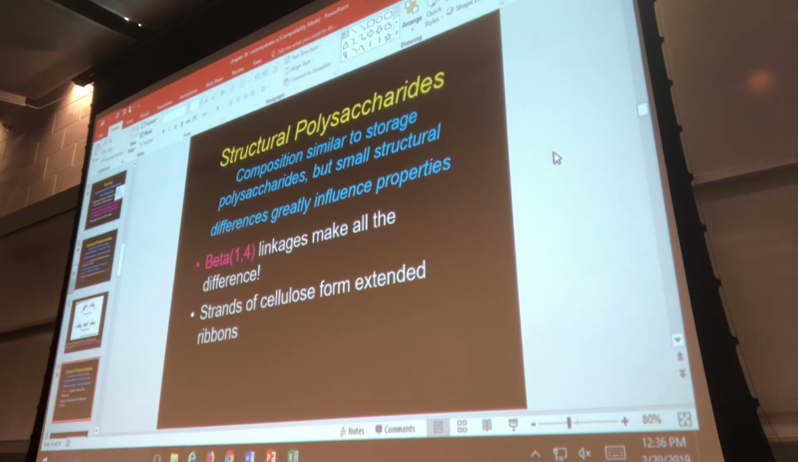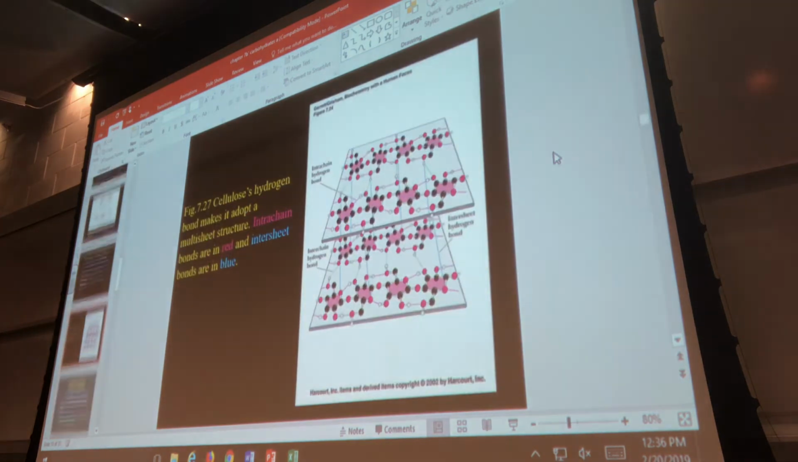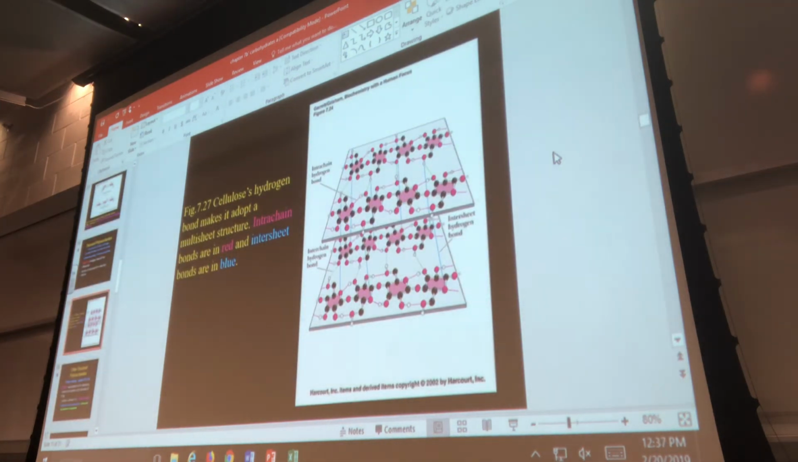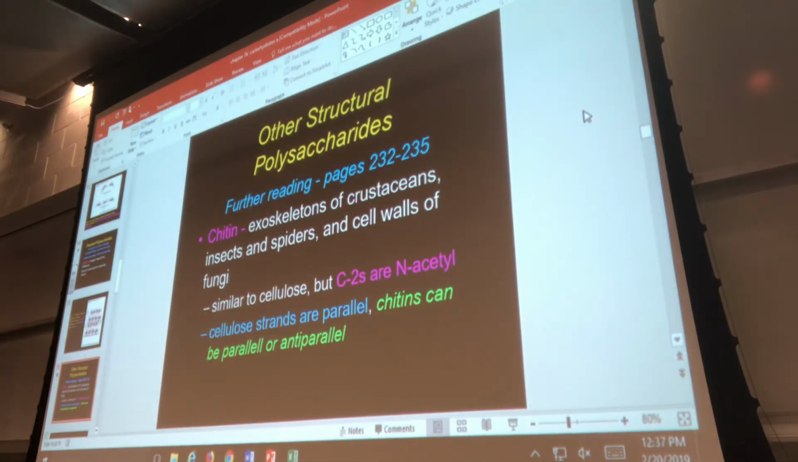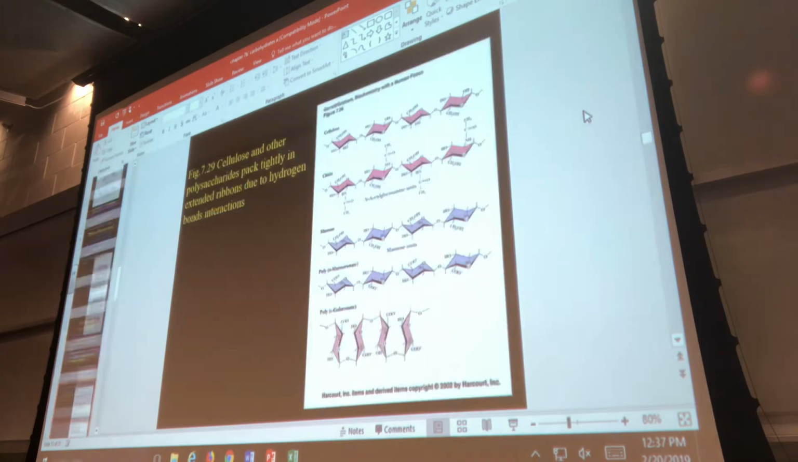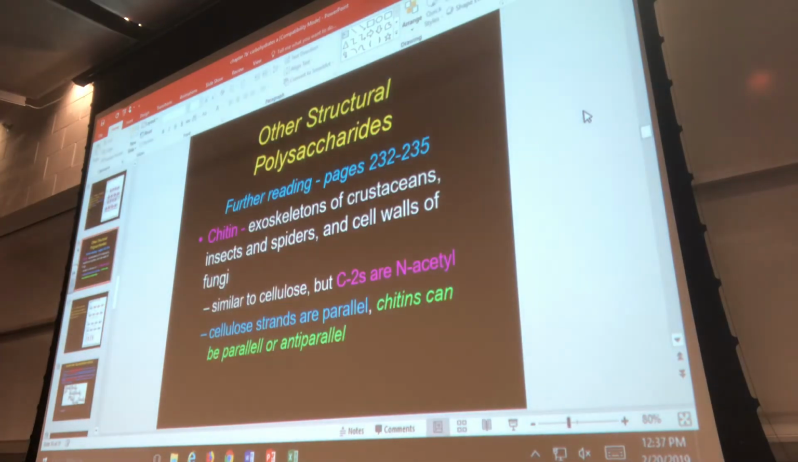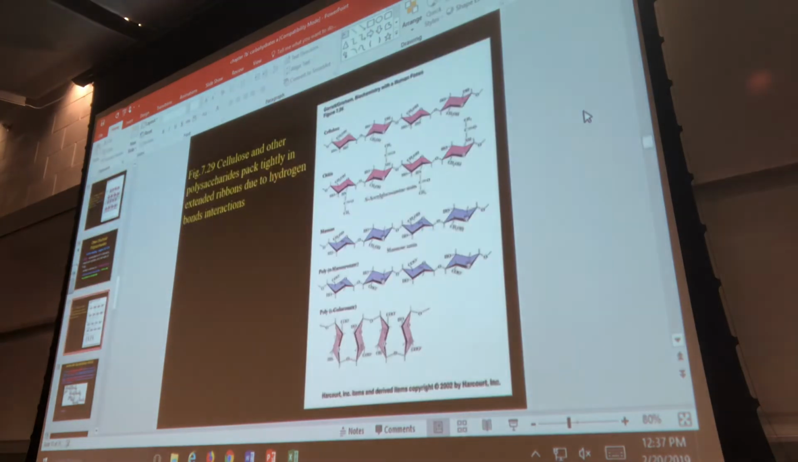Excuse me. I gotta learn sign language apparently. Other than cellulose is chitin, which they used to give a picture of. Let me look real carefully. Yeah, there we go.